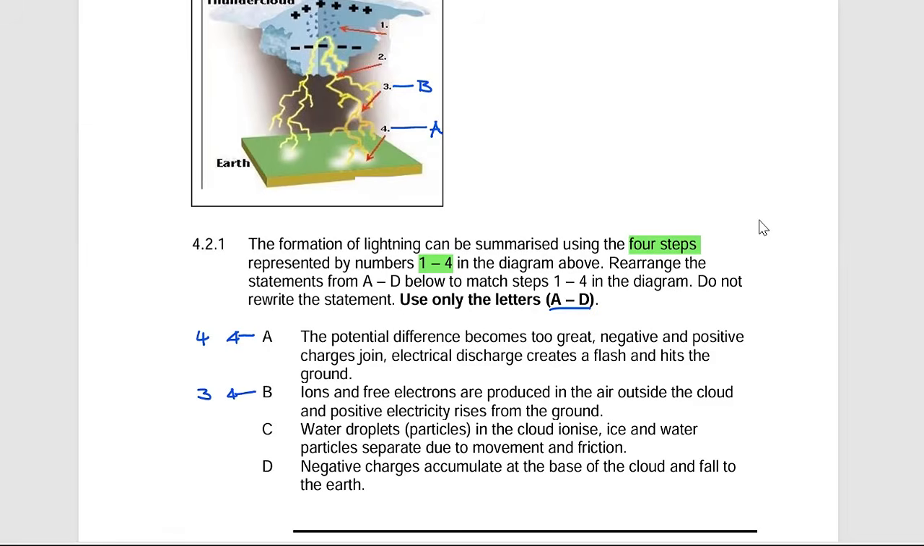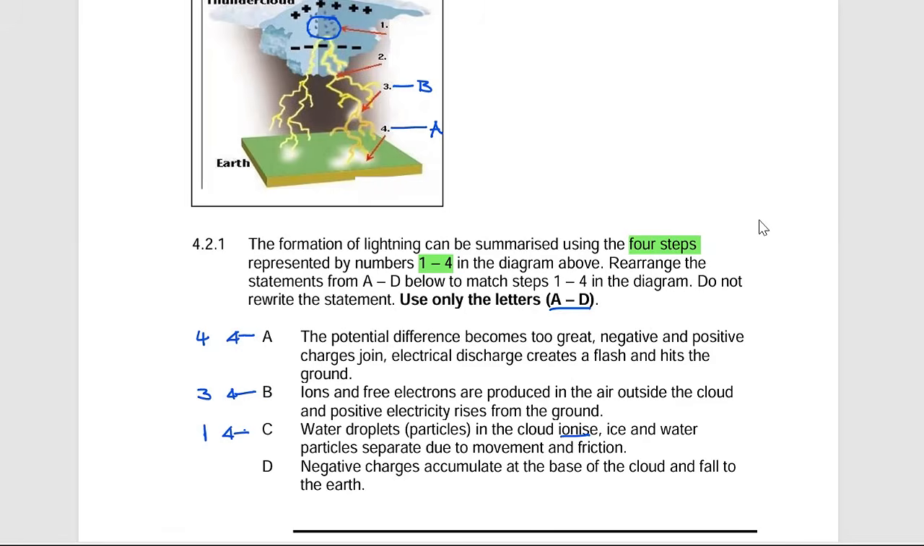Then after that, it says C. C says water droplets, which are particles in the cloud, ionize. They ionize, and then ice and water particles separate due to movement and friction. So this goes with the option at the top, where it says water droplets or particles. We have both of them in the cloud, they ionize. So our option C is 1.